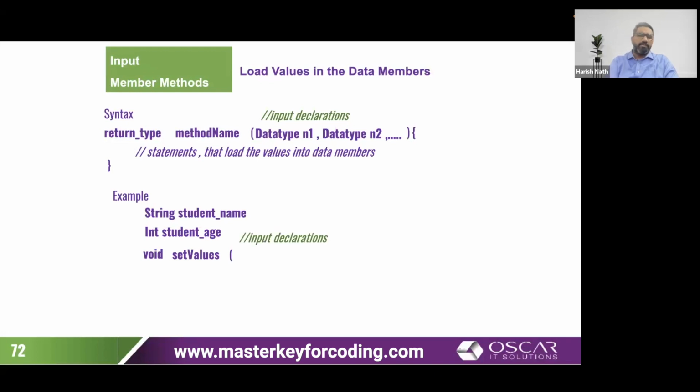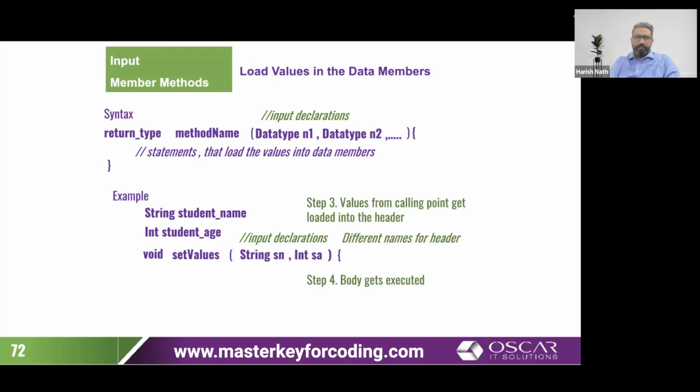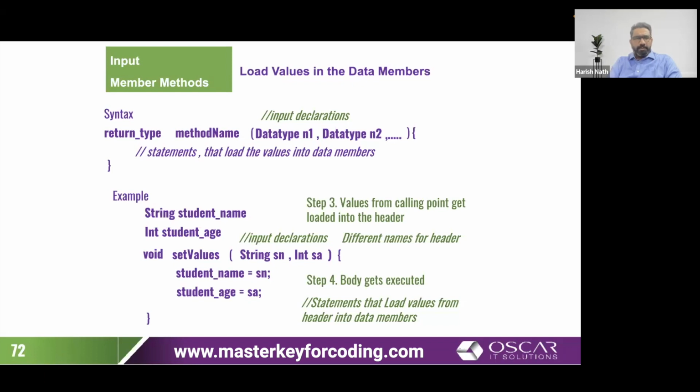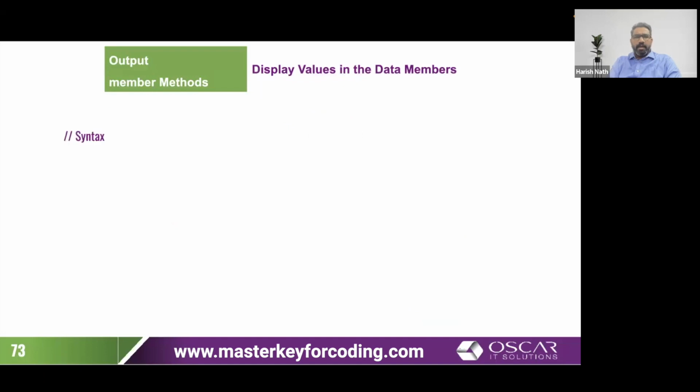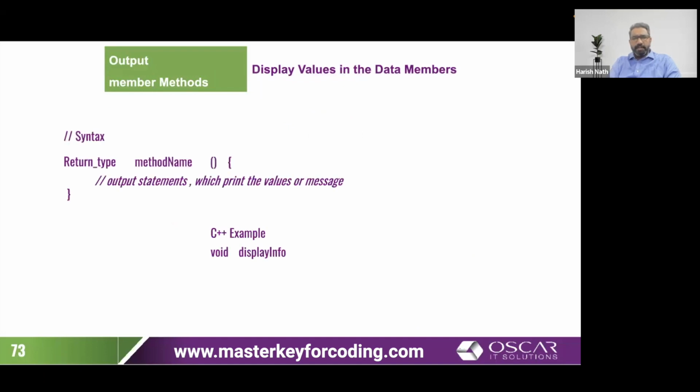So just an example for student, if I write, student has student name and age, then we will write an input method. What will that input method do? Void set values. It takes two inputs because it has to load two values. Then in the body, the first parameter will be loaded into the data member student name, and the second parameter value will be loaded into student age. Fine. So two values are there. This is an input method. It loads values into the data members, loads values into the features. And similarly, an output method displays values of the data members.